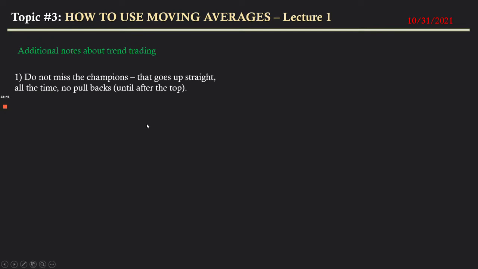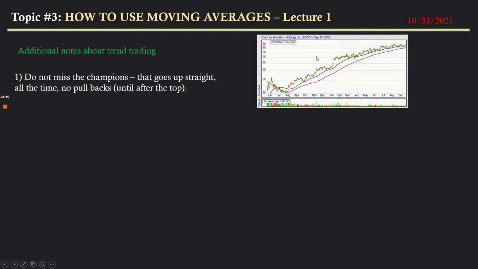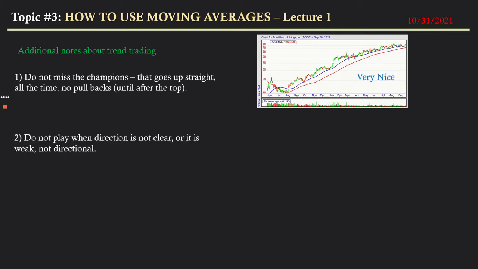Now we have additional notes for trend trading. The first one is do not miss champions. Look at the champions. This is the board on September 20th, 2021, and you can see it going up from the 20s to the 80s. You don't see much pullback, so you have to go with that. You don't want to wait for a pullback. There's no pullback. Very nice.